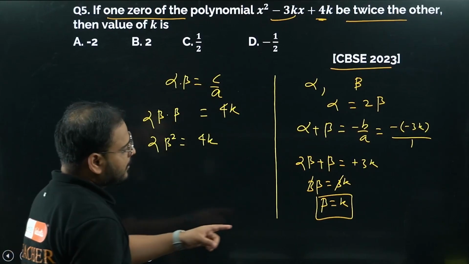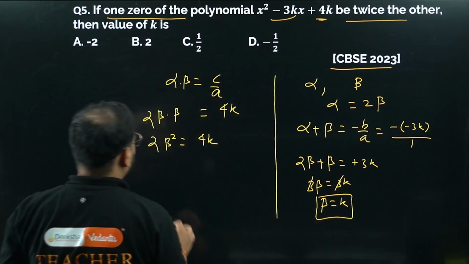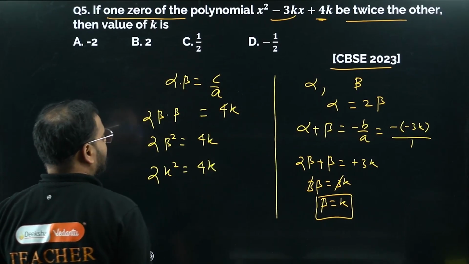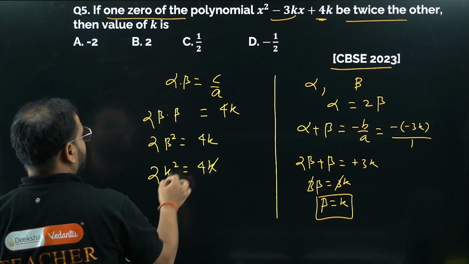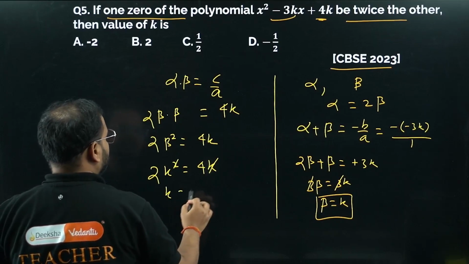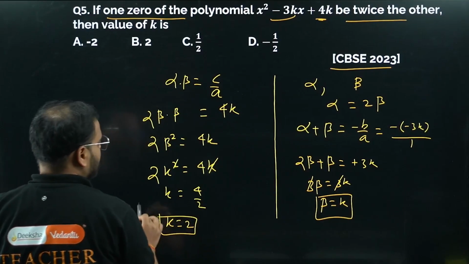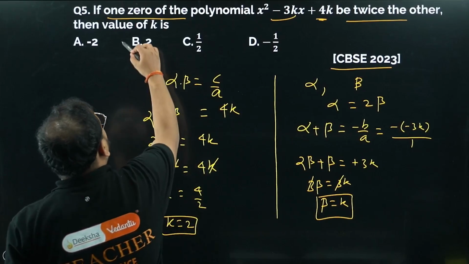Now we know that beta is simply k. I can write here 2k square equals to 4k. Can you cancel this k with 2? Yes, sir. What I get? k equals to 4 by 2. How much is k? k is 2. Option number B.